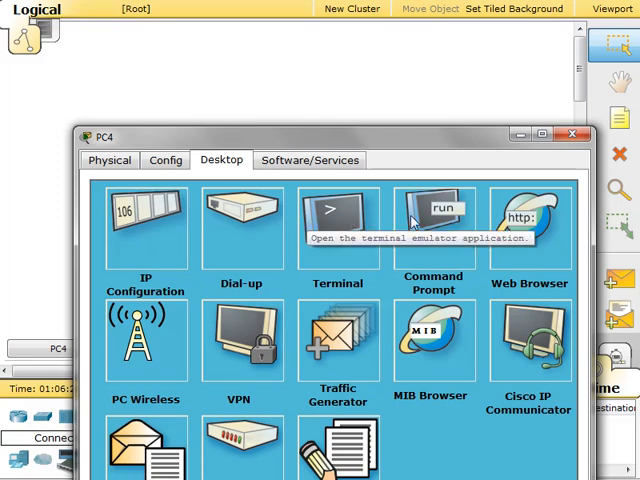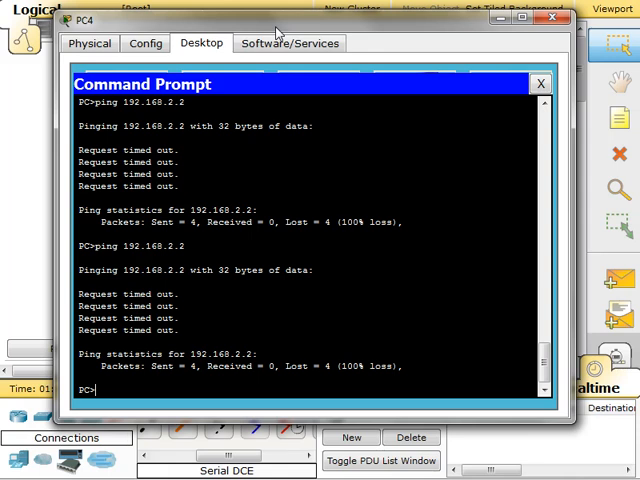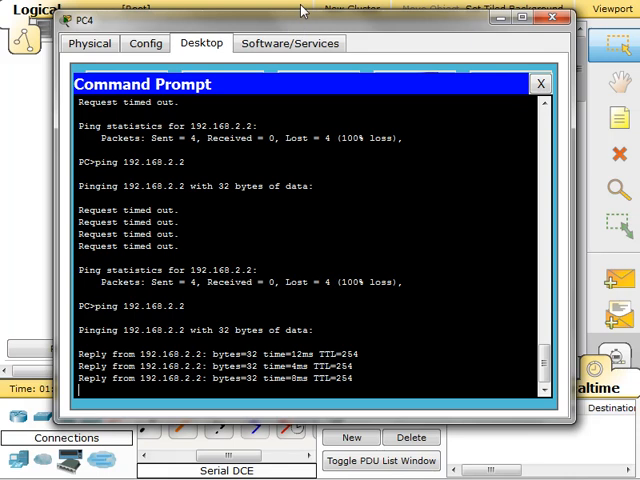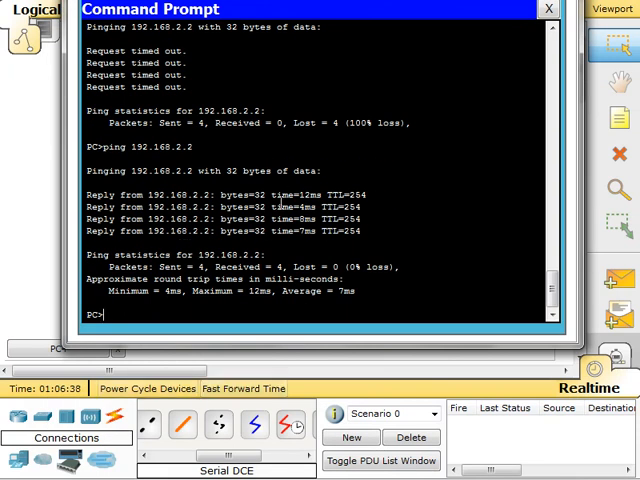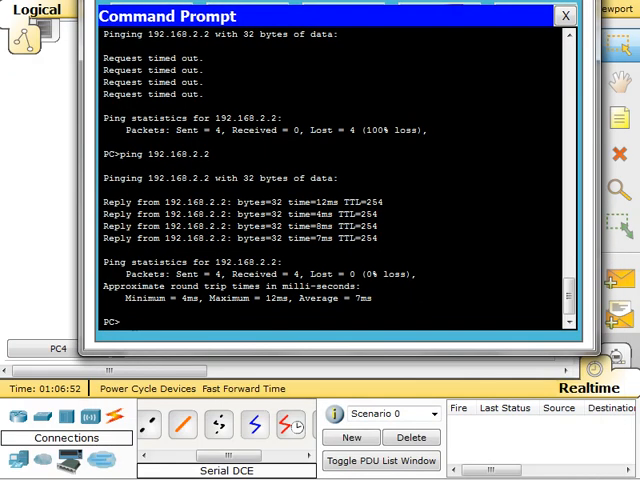So I can test to see whether this is working. I can now see I can get to the interface I couldn't get to on the far router. So what I'm doing here is pinging from this computer across to this interface. I can also test to see whether I can ping across to here. So that will be 192.168.3.2. Let's try that.